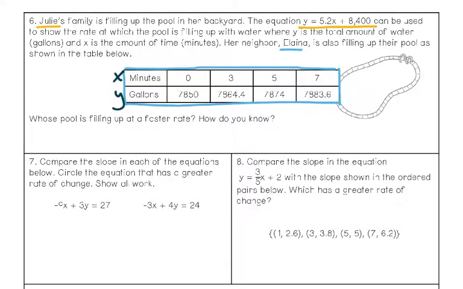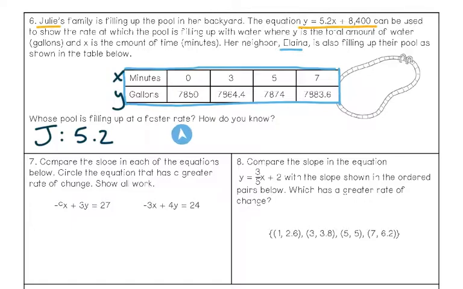Remember, if your equation is written in slope-intercept form, you can just point to it. And 5.2 is the slope. 8,400 is the y-intercept. That's the starting point. That's the beginning point. That's how much water was already in her pool before she started filling it up. We can see that Elena actually has less water to start with. After 0 minutes, she has less water. But we're not comparing their y-intercepts.